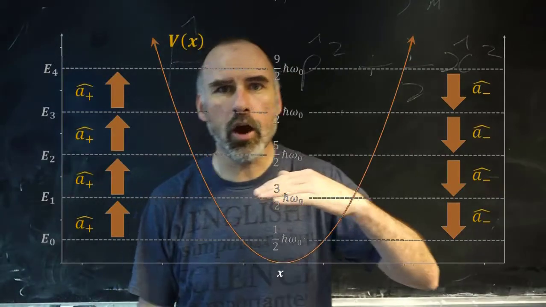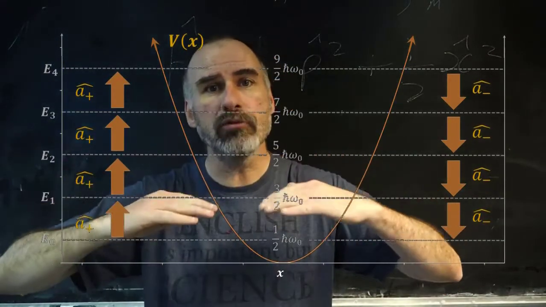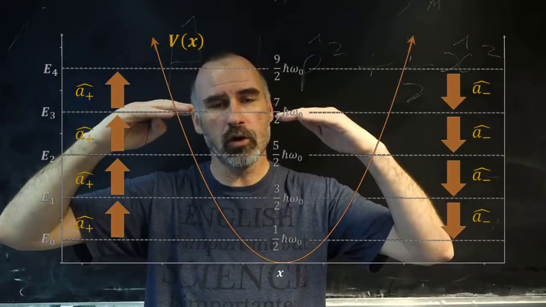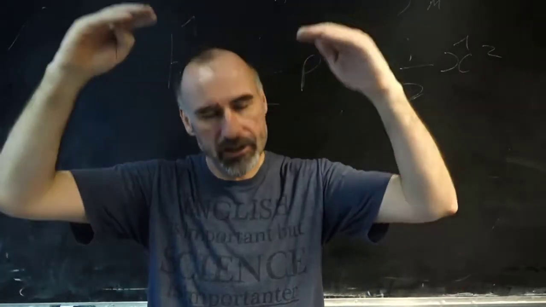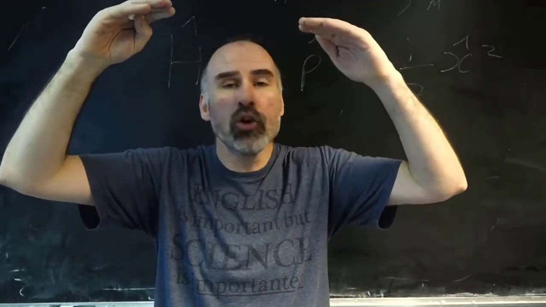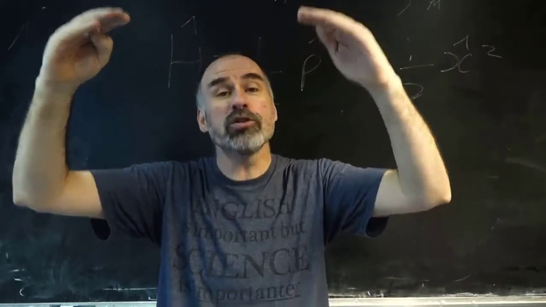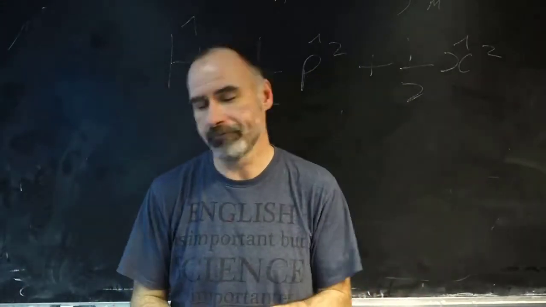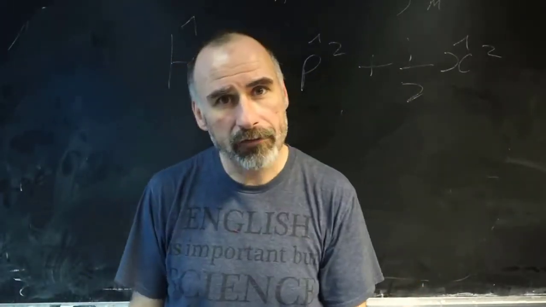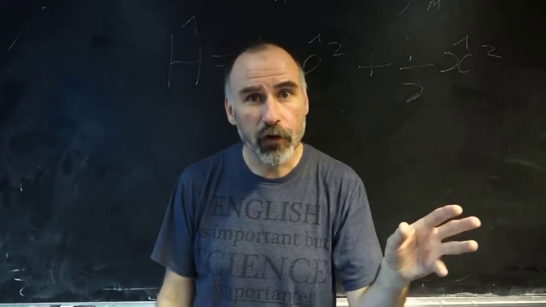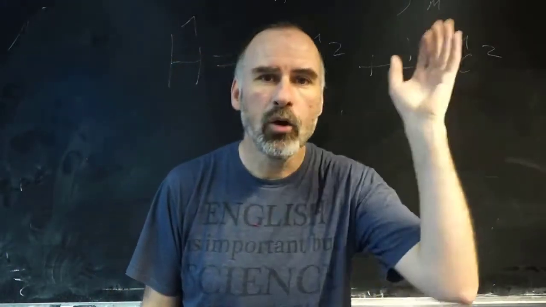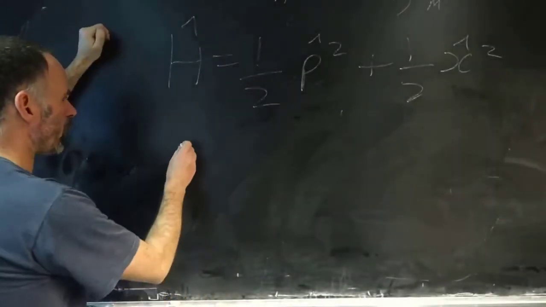So we have a raising operator, which takes, for example, the ground state and converts it into the n equal to 1 state, or the n equal to 1 state into the n equal to 2 state. And then we have a lowering operator that takes the n equal to 2 state and converts it into the n equal to 1, etc. Once we have the energy eigenfunctions, or eigenkets, we can then use those to find the eigenvalues. So let's define what those raising and lowering operators are.